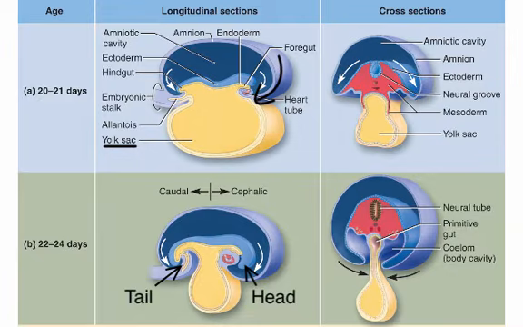At the same time, the lateral margins of the disc fold around the sides of the yolk sac to form the ventral surface of the embryo. This lateral folding encloses a longitudinal channel called the primitive gut, which later becomes the digestive tract.